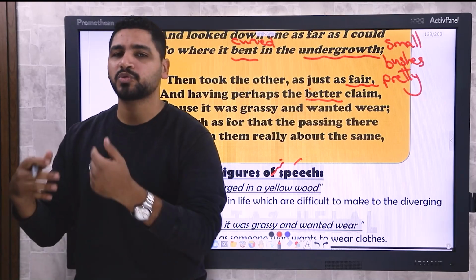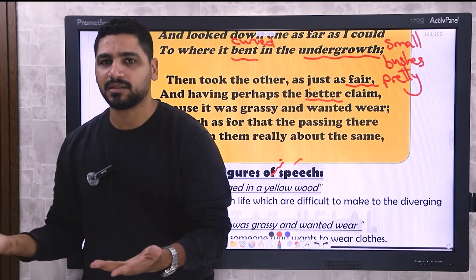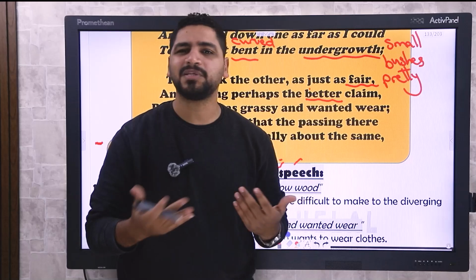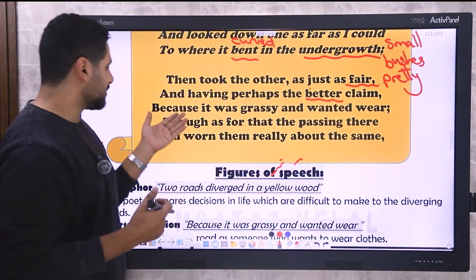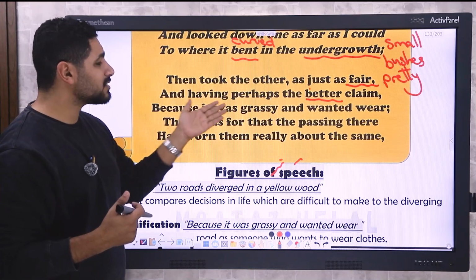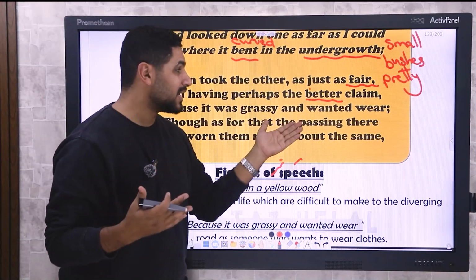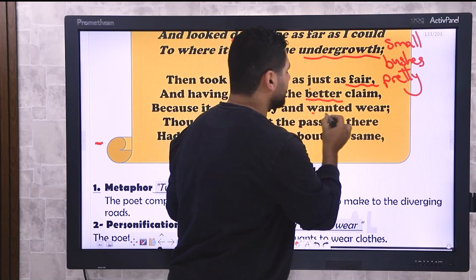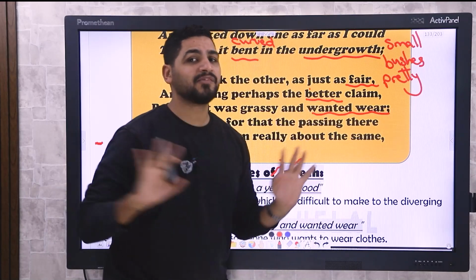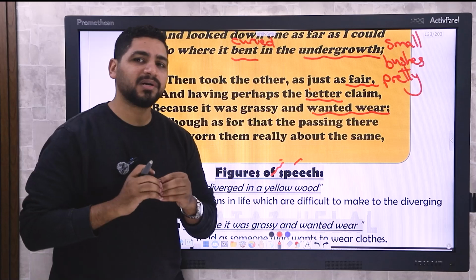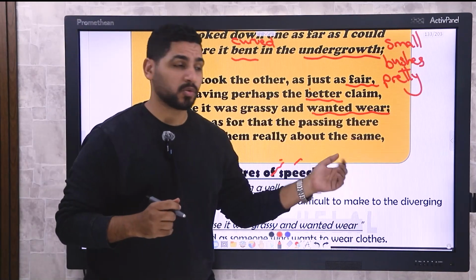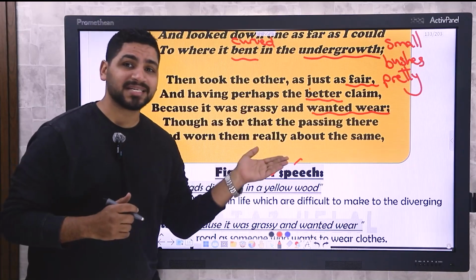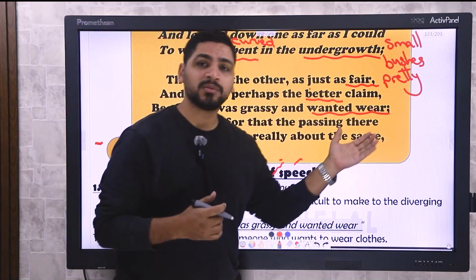What about the road which was more taken by people? He didn't take it. He just took the other road. He just wanted to be different. Oh, this road is beautiful, I will walk here. So he said, and then because it was grassy, the road was grassy and wanted wear. Basically, the road can never want. I'm comparing the road to a person who can want and wear. So why did he take this road? He said because the road was grassy, it was more beautiful, and wanted wear.